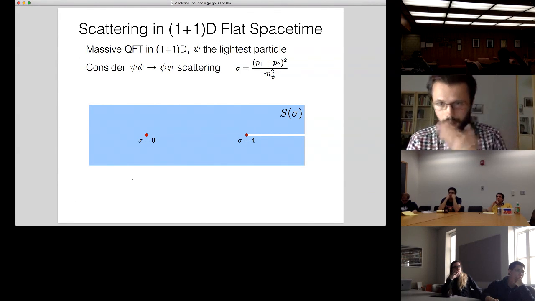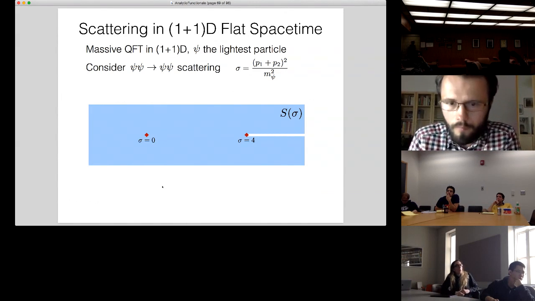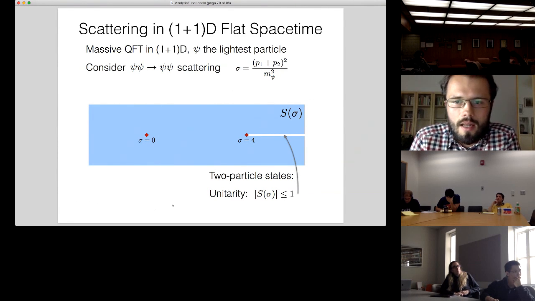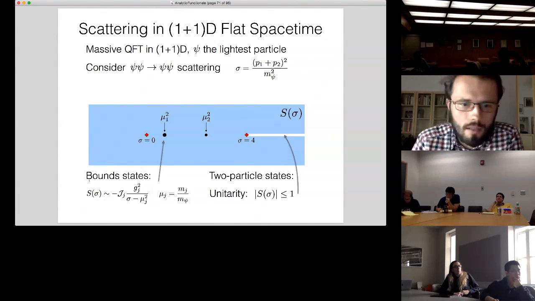So the S matrix has a branch cut there, and its absolute value is less than or equal to 1. So this region corresponds to the production of 2 particle out states. But the S matrix also knows about bound states. So the bound states precisely correspond to the poles of the S matrix.